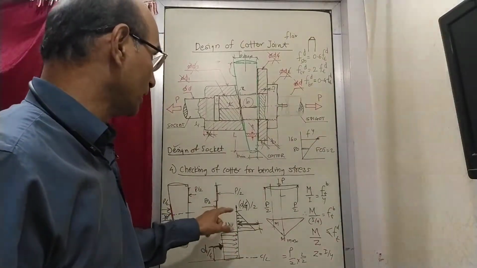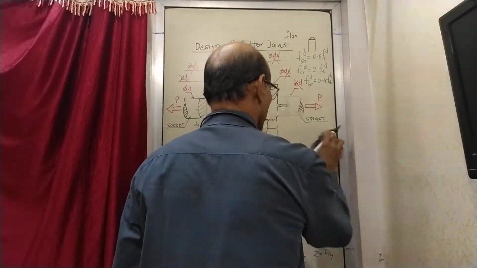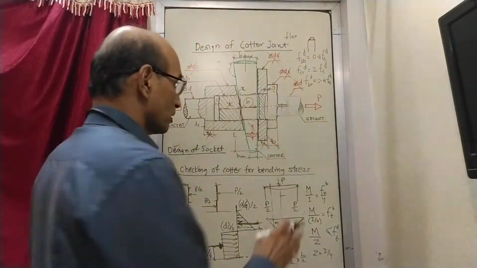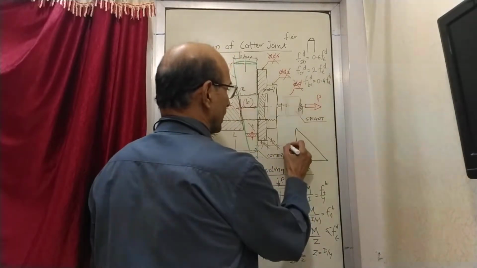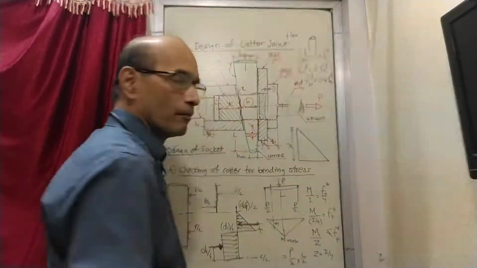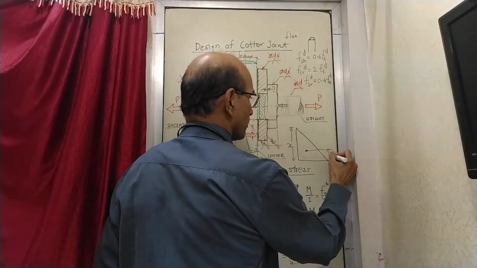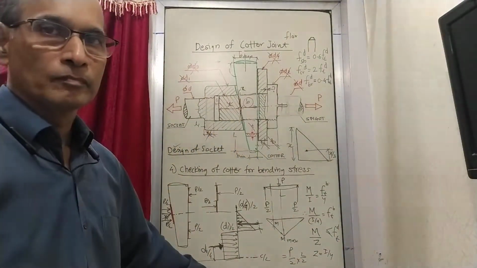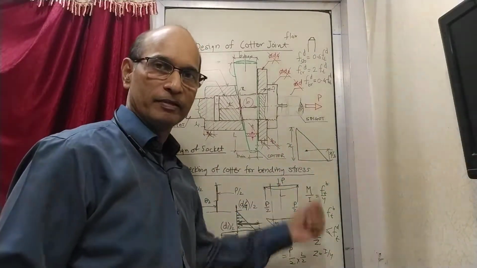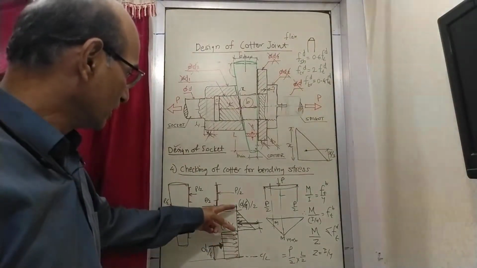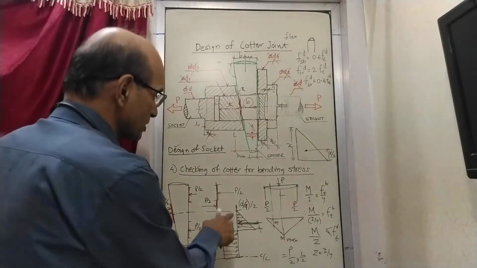For any triangle, where is the center of gravity? Suppose I draw one triangle like this. Suppose this height is x, then the CG will be at a distance of x by 3. In this direction also, if this is y, this will be y by 3. That is the rule. So whatever this distance is, the CG is going to be 1/3 of this distance. So what is this distance?